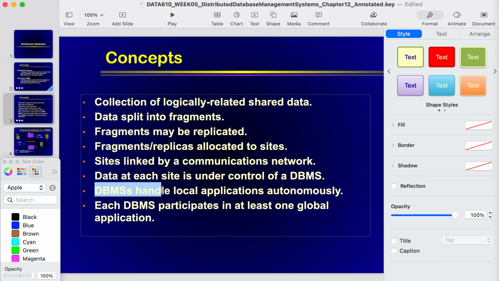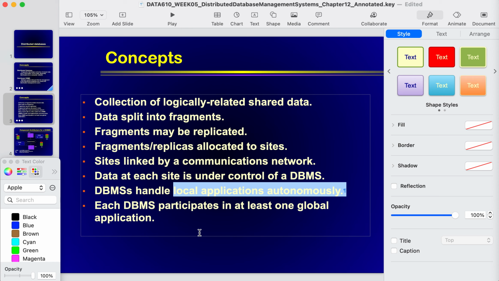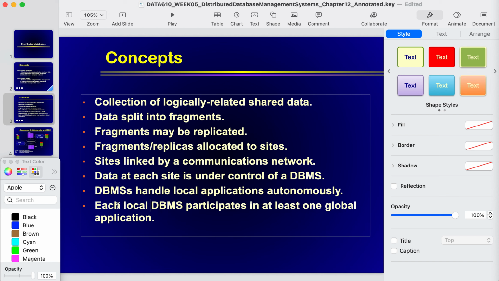On each site or location, which means each individual computer or machine, the local applications will run autonomously, and each local database management system participates in at least one global application.